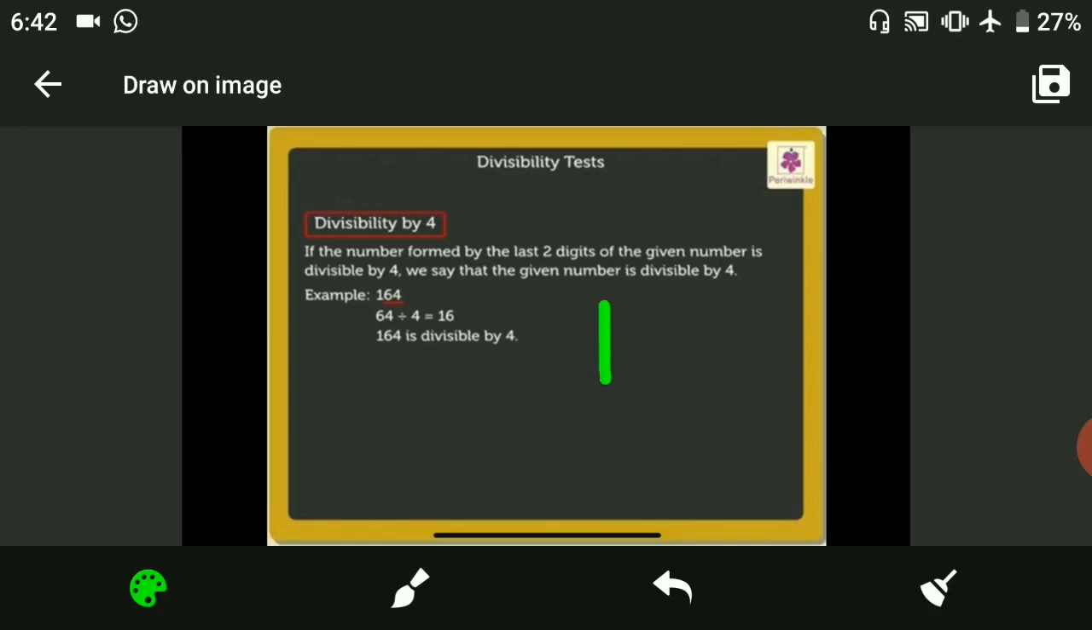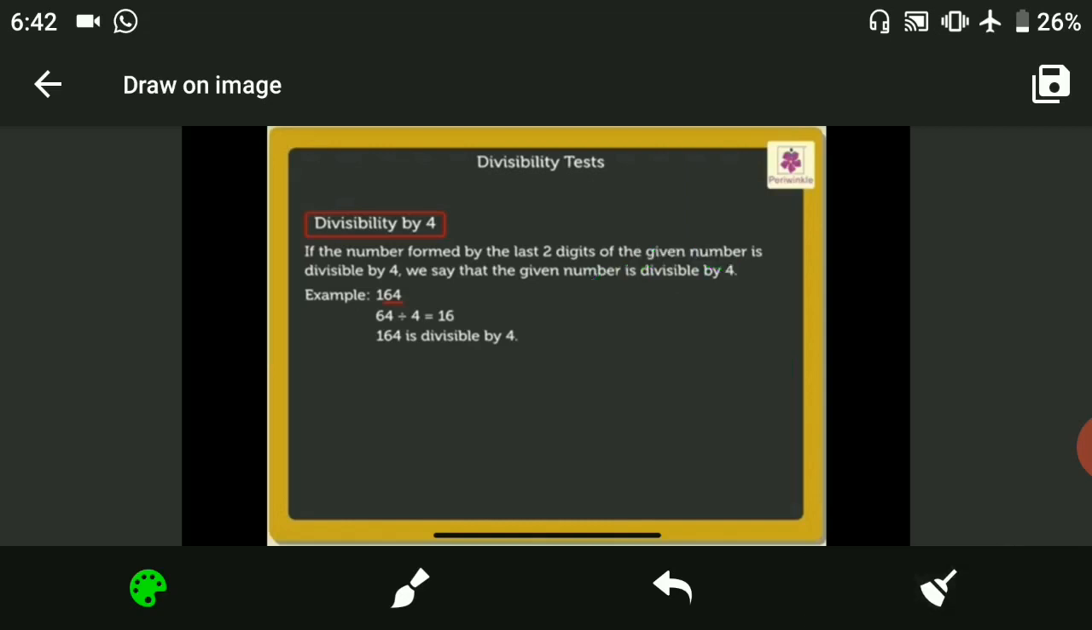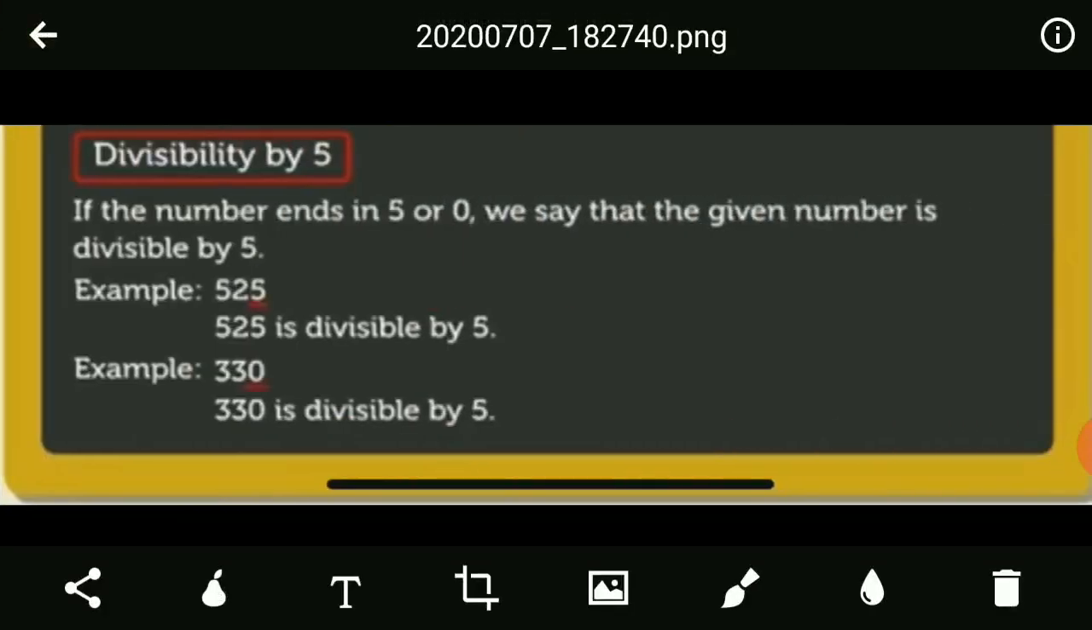See, 164 is given to us. Now you have to see the last 2 digits. Are these last 2 digits divisible by 4? Yes. If I divide 64 by 4, it is completely divisible, giving 16. So if these last two digits are divisible, then the full number is divisible by 4. Clear? Instead of dividing the whole number, you will check the last 2 digits. If those 2 digits are divisible by 4, it means the full number is divisible by 4. Clear?